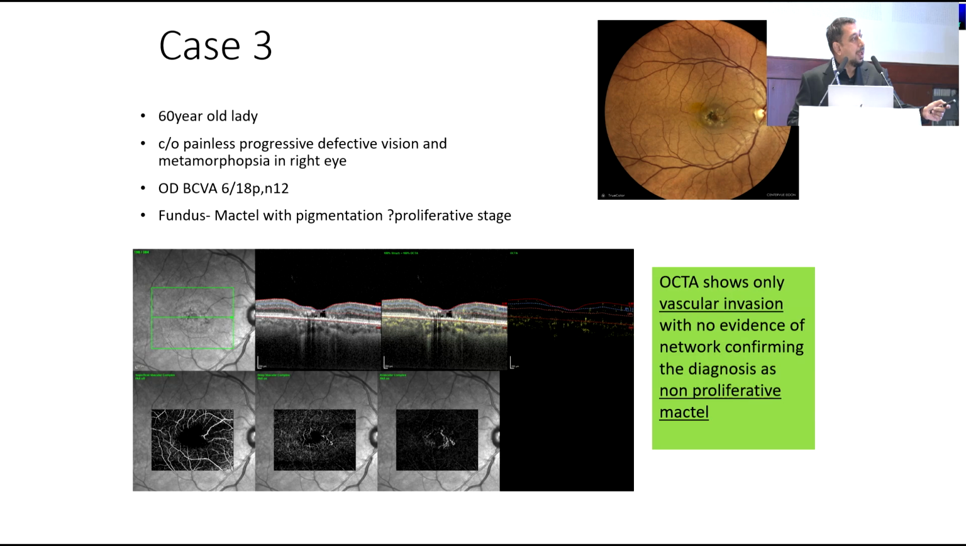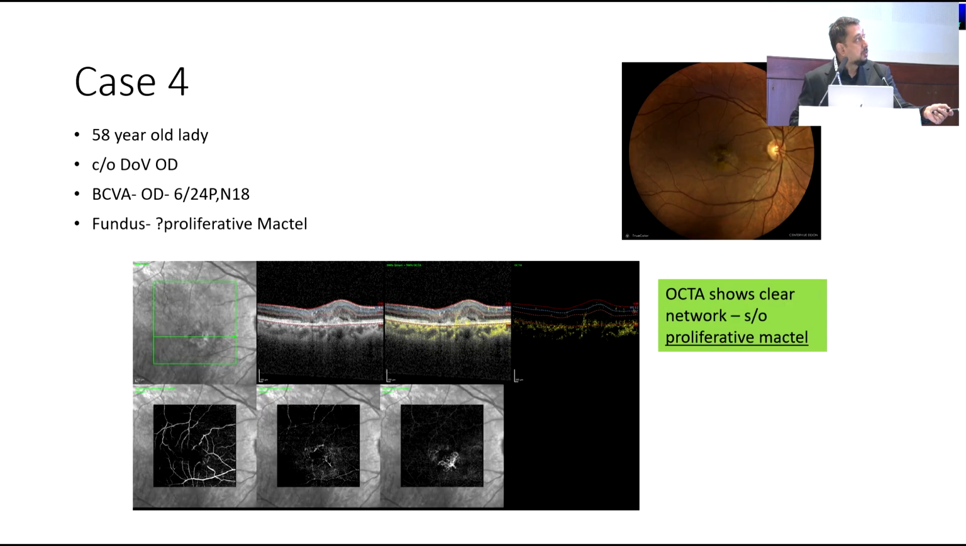Now talking about MACTEL, we all know about MACTEL. You can see pigmentation, and you doubt whether this is a proliferative stage. Here you see vasculature in the avascular zone, but this is still not a CNVM. This is because of the subsidence, that is the downward shifting of the vessels because of atrophy, and this is still a non-proliferative stage with vascular invasion. It's a new concept to deal with.